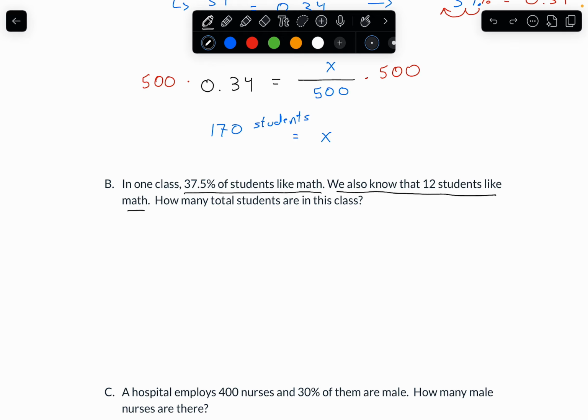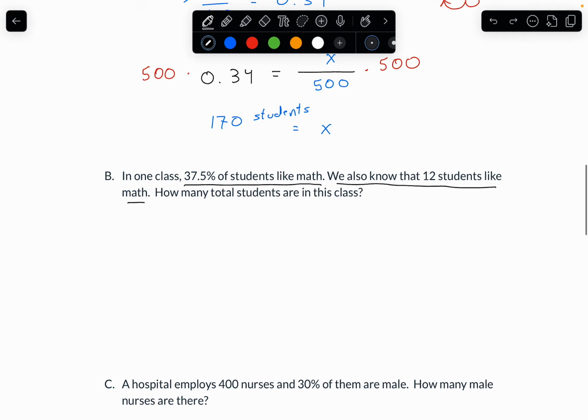So in this case, I might actually use the formula that we had up there. So 37.5%. I know I can convert that to its decimal form by moving the decimal to the left by 2 spots. So that would be 0.375. So the percentage in its decimal form, 0.375, is equal to the part. This is the number of students in my class that like math, which would be 12. I want to know the total number of students. That's what I'm trying to solve for. So in this case, I'm trying to solve for X.